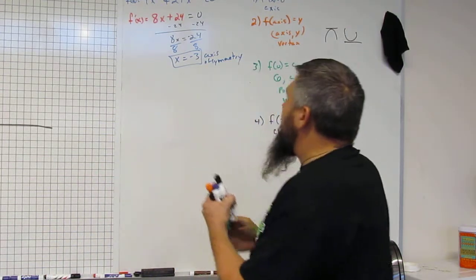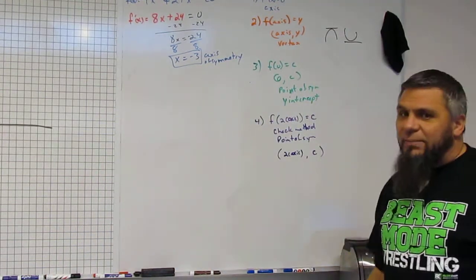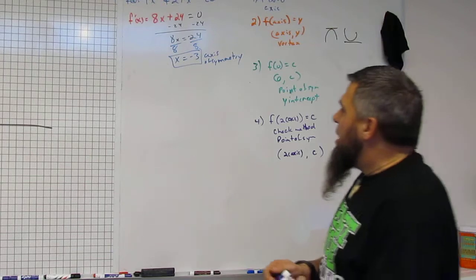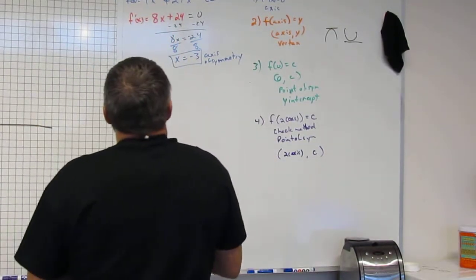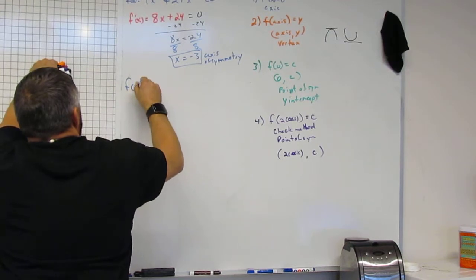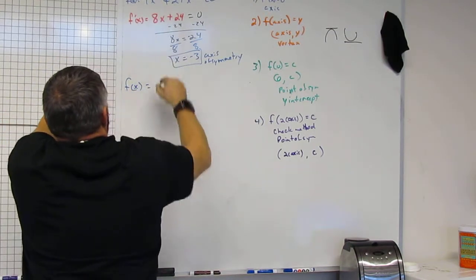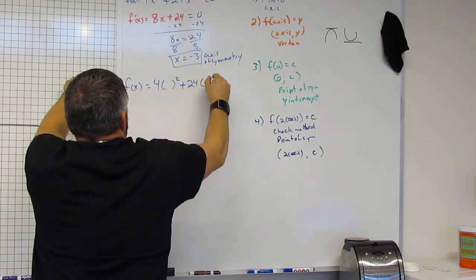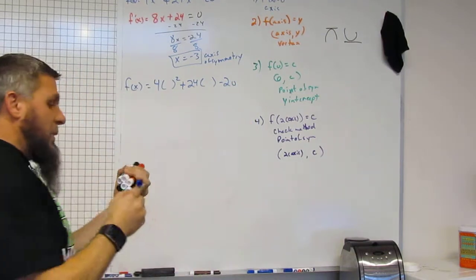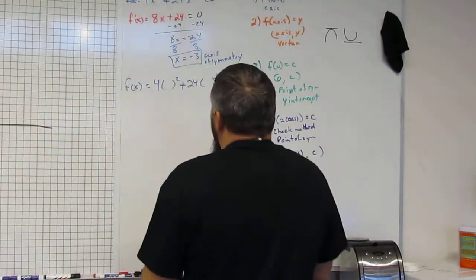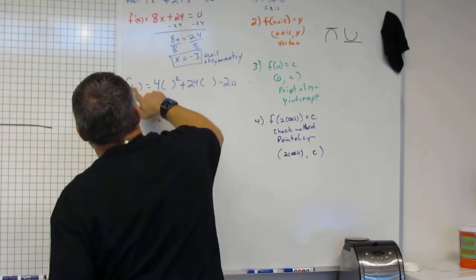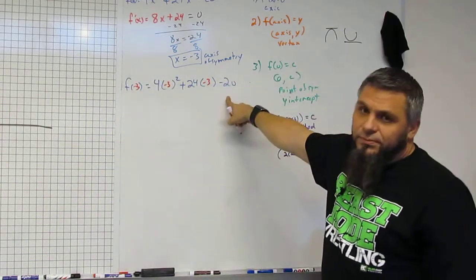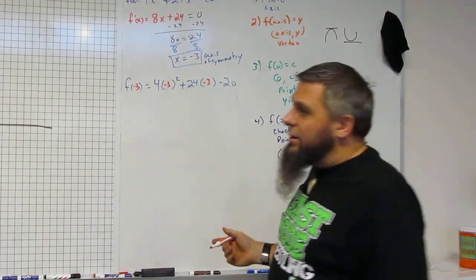Okay? So after I have my axis of symmetry, I can plug that into the function. I just plug it right back into the original function. f of x is equal to 4x squared plus 24x minus 20. And now I plug in my negative 3. This is going to be negative 3, this is going to be negative 3, and this is going to be negative 3. And then I just do the math.